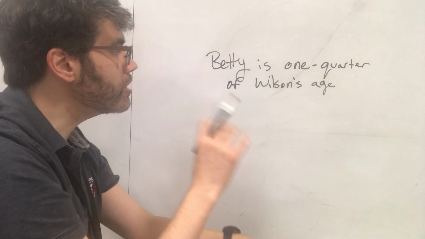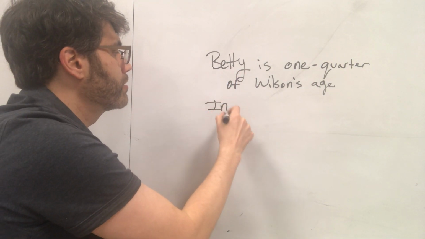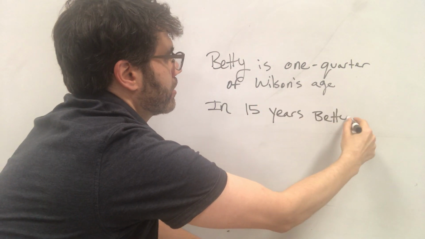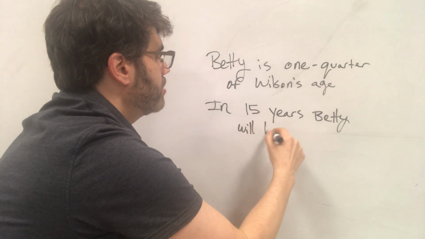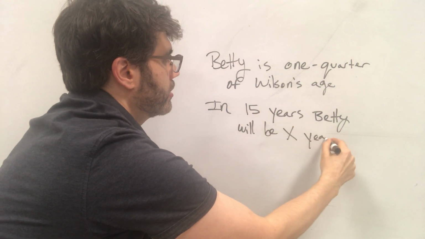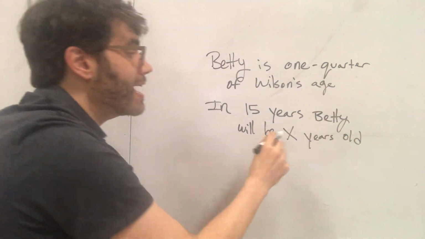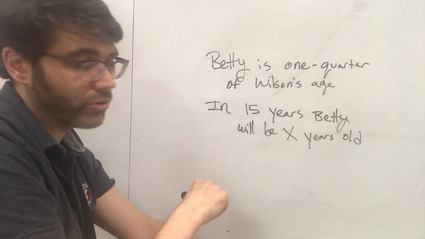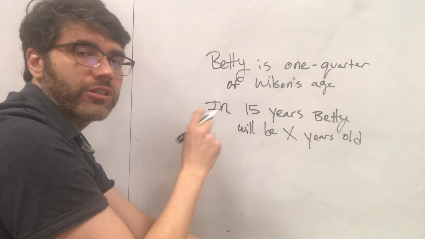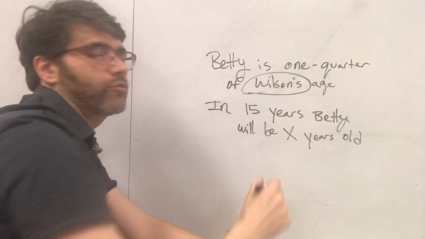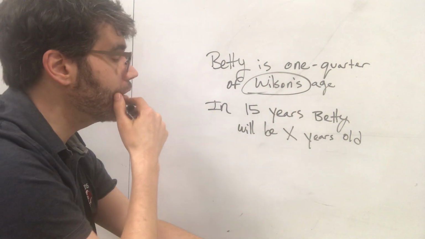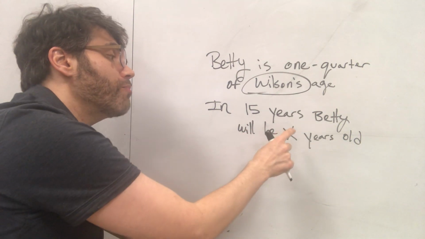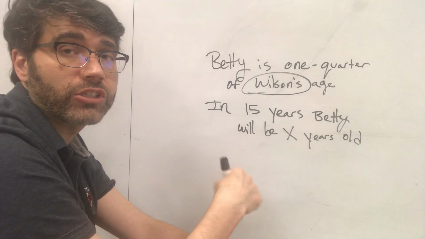Okay, all right. Let's also say that in 15 years, Betty will be X years old. She's not X years old now. In 15 years from now, she's going to be X years old. The question is, how old is Wilson right now? Well, let's figure out how old Betty is right now, okay? So we know that even though Betty is not X years old, in 15 years she will be.